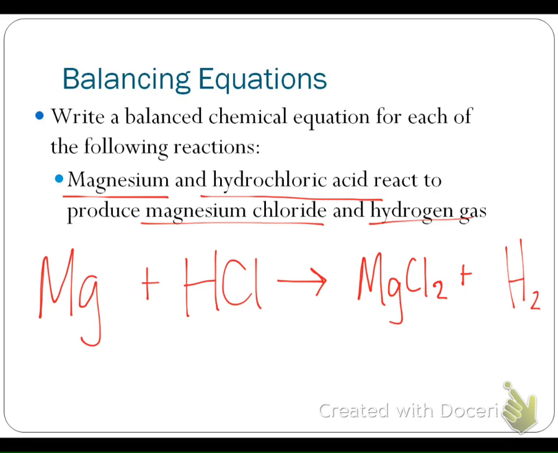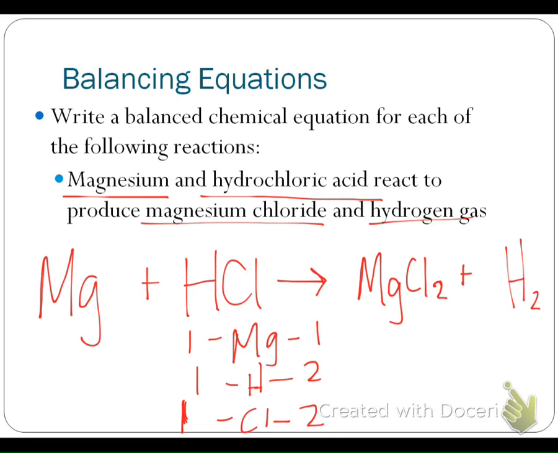We'll list our elements, everything we have. So we have magnesium, hydrogen, and chlorine. On the left, we have 1 magnesium, 1 hydrogen, and 1 chlorine. Do we agree? Okay, on the right, we have 1 magnesium, 2 hydrogens, and 2 chlorines. So how would you propose that we balance this equation?